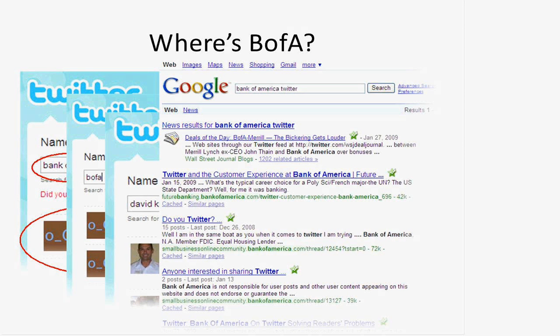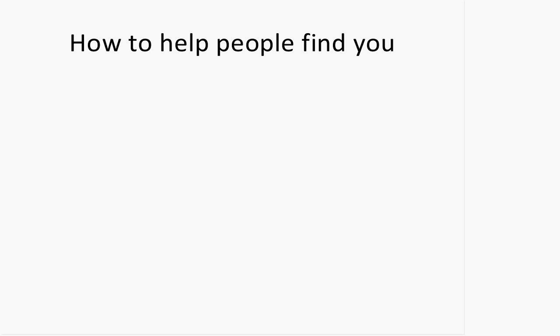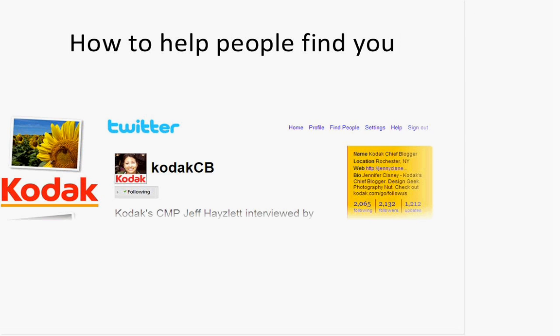Now, same problem on Google. If you search for Bank of America on Twitter, that account appears in the first page of results, but it's below the fold. It's like the 7th or 8th result. It's not that helpful. What happens when you do it right? Well, this is one of Kodak's accounts, and as you can see, it's called Kodak CB, which is a little bit cryptic. But here's how they make it work.